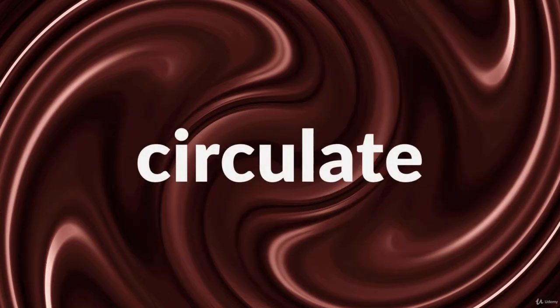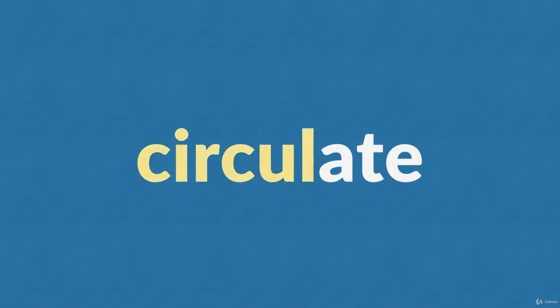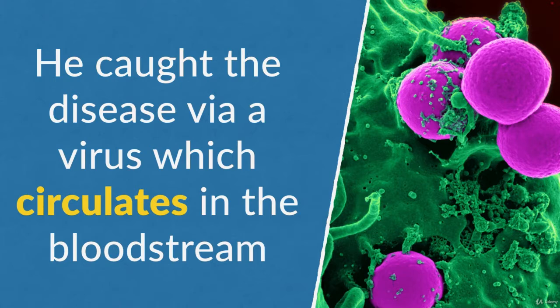The next word is circulate. When something circulates, it moves easily and freely within a closed space or a closed system. And it comes from the word circle. That's not how you spell circle, but the word is derived from circle. Some example sentences: he caught the disease via a virus which circulates in the bloodstream.